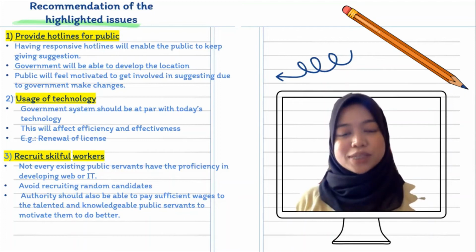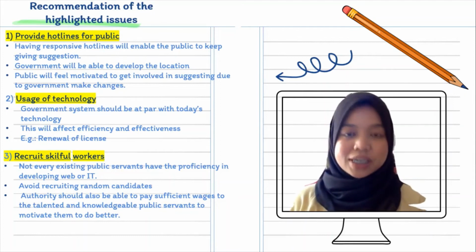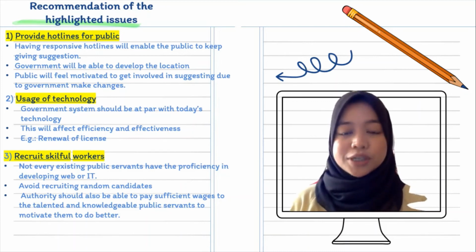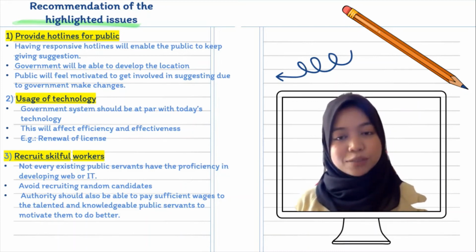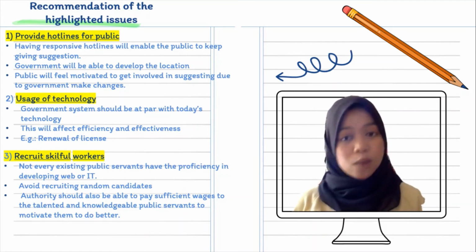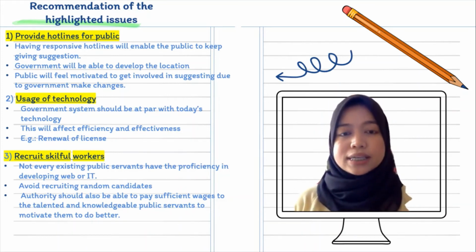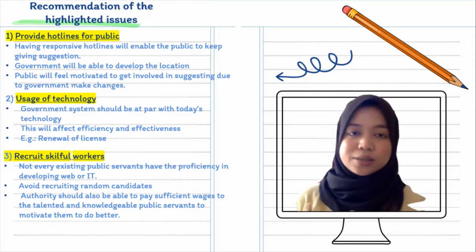I'm going to explain regarding the recommendations concerning the highlighted issues and problems. First recommendation would be providing responsive hotlines for the public. Why? It is the easiest to access by the public. How? It is less troublesome. It requires only phone calls.